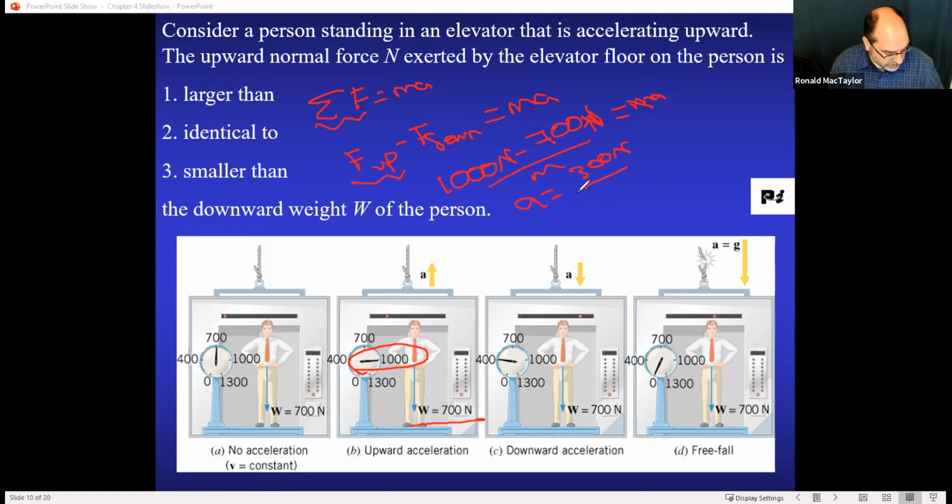What did we say? We said 700 divided by 9.8, 71.4 kilograms. 300 divided by 71.4 is 4.20.